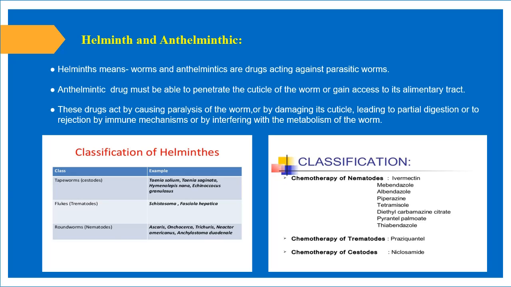So drugs are classified basically based on which helminth they act on. Most of the drugs are effective against nematodes. Only some of them are effective against trematodes and cestodes. In case of nematodes, there are many drugs like benzimidazoles, piperazine, diethylcarbamazine citrate or pyrantel. For trematodes, it is the drug praziquantel, and for cestodes, it is niclosamide.